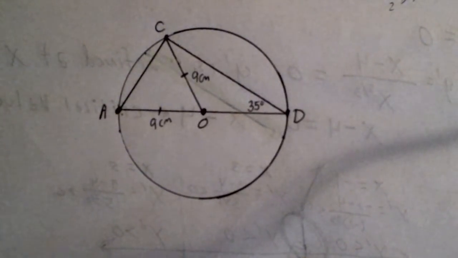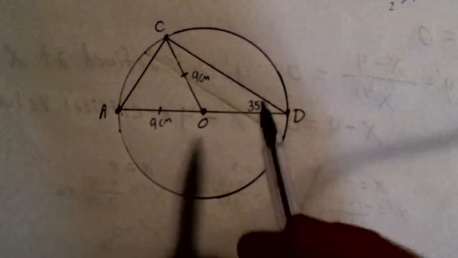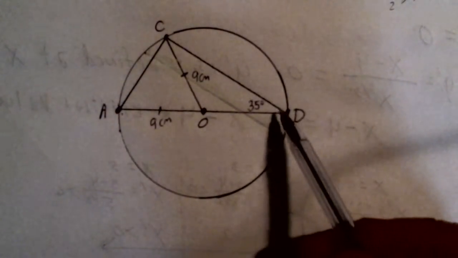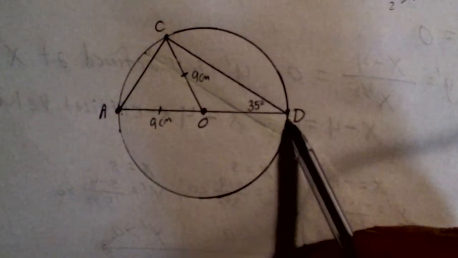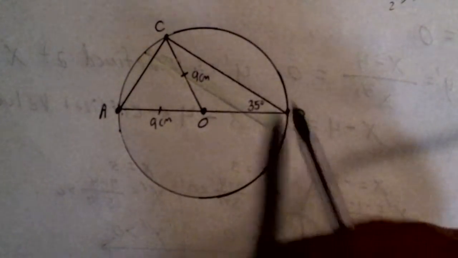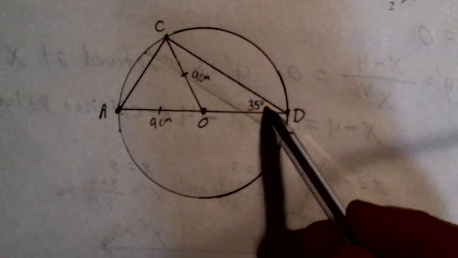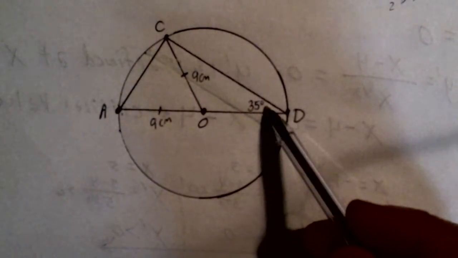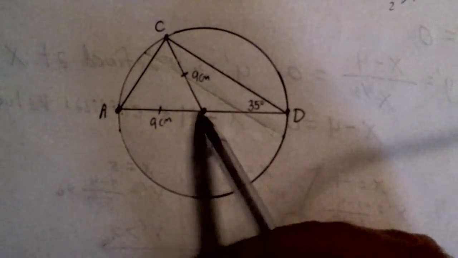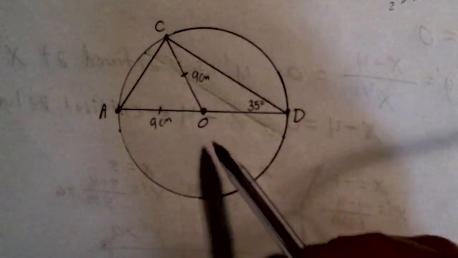Hi there. Going to work this problem out for you with this circle here. We have what is called an inscribed angle, angle ADC, and the measure of this angle is 35 degrees. And this is a central angle, angle AOC.